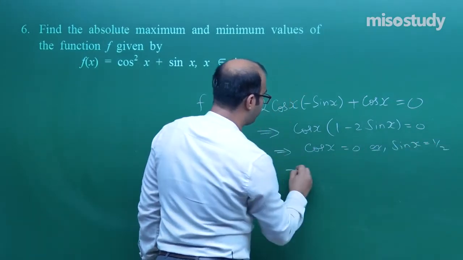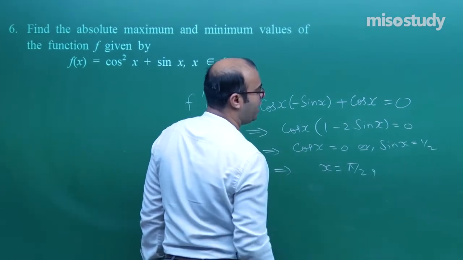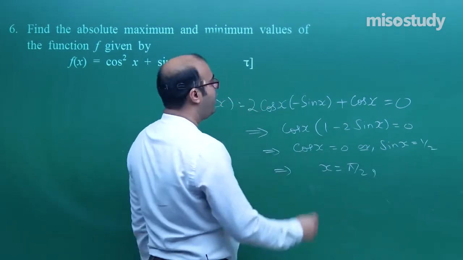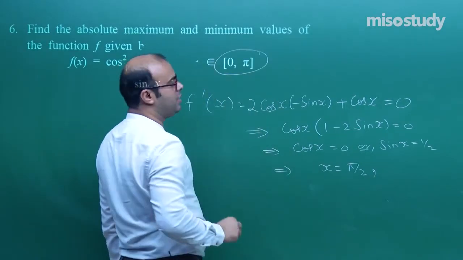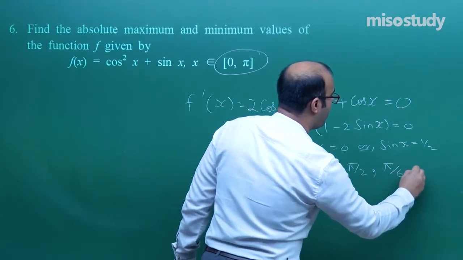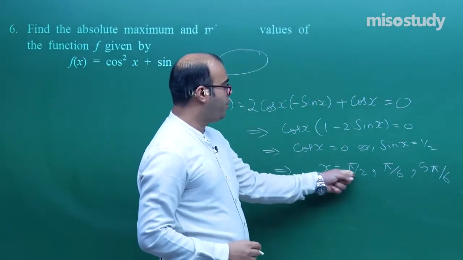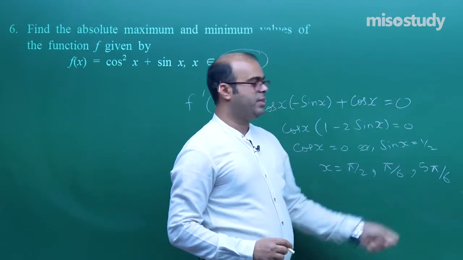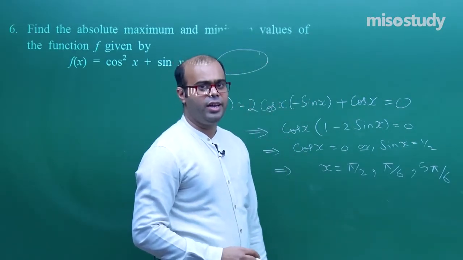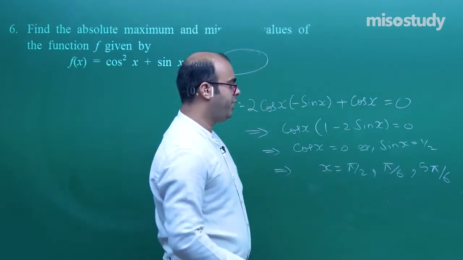Now when do we get cos x as 0? When x is equal to pi by 2, 90 degrees. And when we take sin x is equal to half, in 0 to pi, that is at pi by 6 and 5 pi by 6, in the first quadrant and also in the second quadrant. So x could be pi by 2 from here and pi by 6 and 5 pi by 6 from here. 30 degrees and 150 degrees are the two angles where sine gives you half, between 0 and 180 degrees.